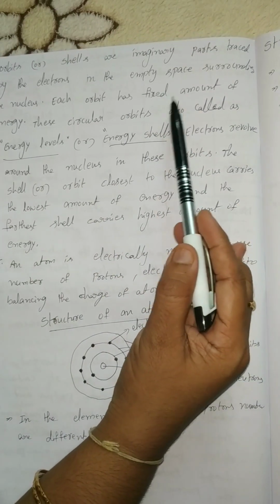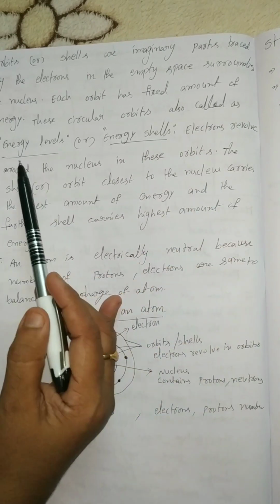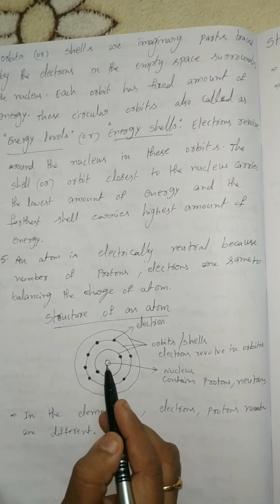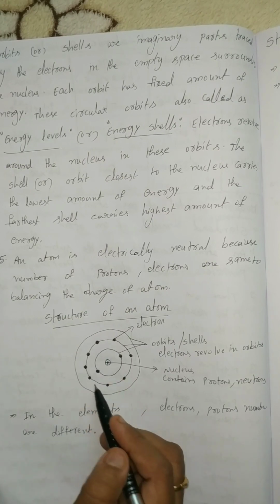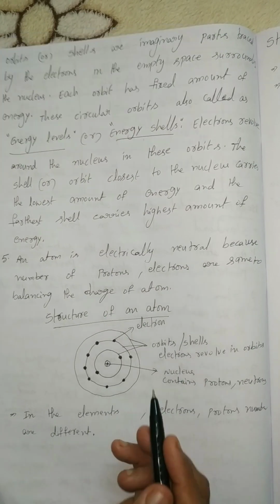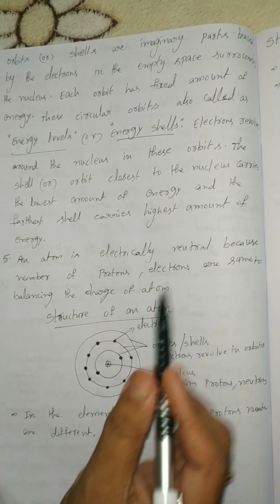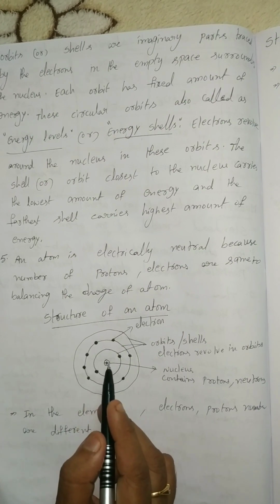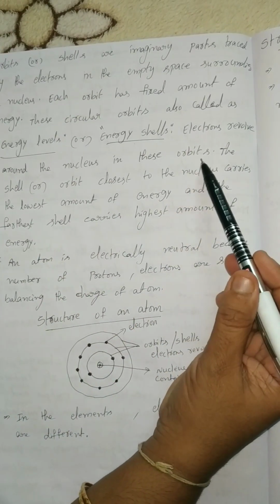Each orbit has a fixed amount of energy. These circular orbits are also called energy levels or energy shells. So this is the diagram. This is the nucleus. These are orbits or shells or energy levels. In the energy shells, electrons are revolving around the nucleus. Electrons revolve around the nucleus in these orbits.